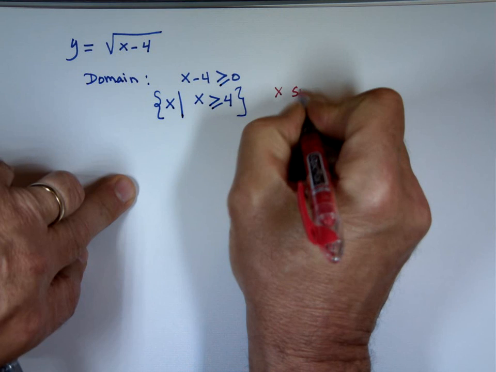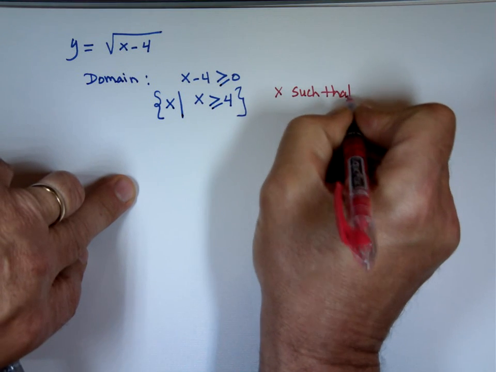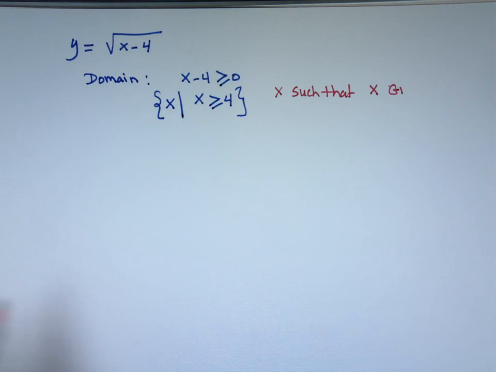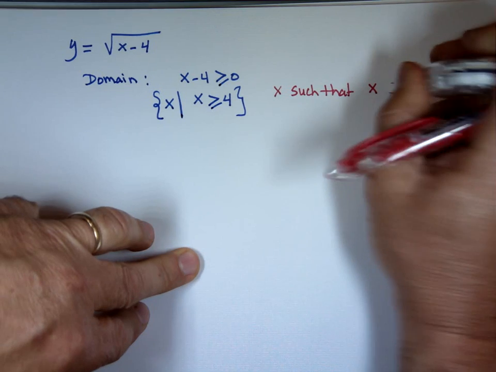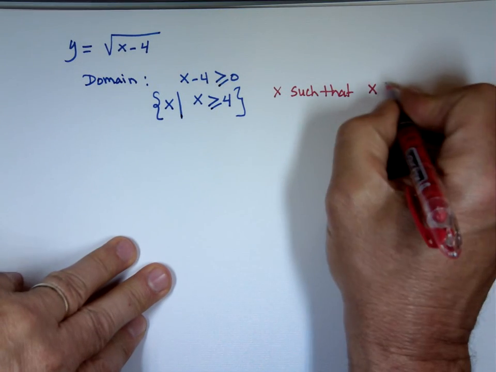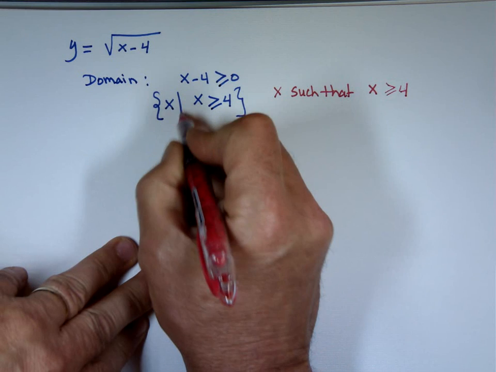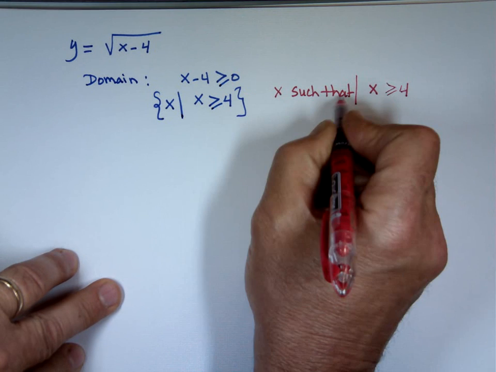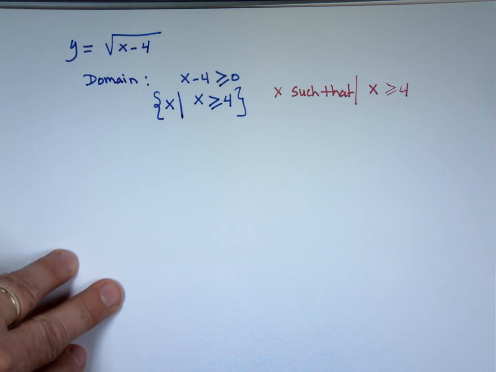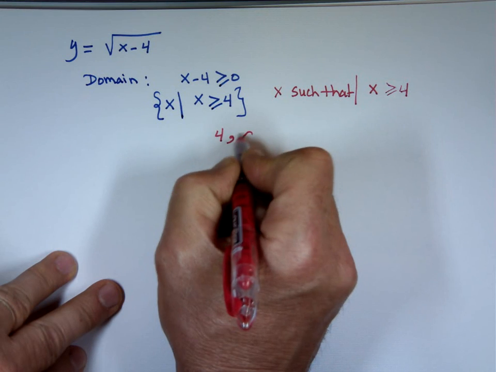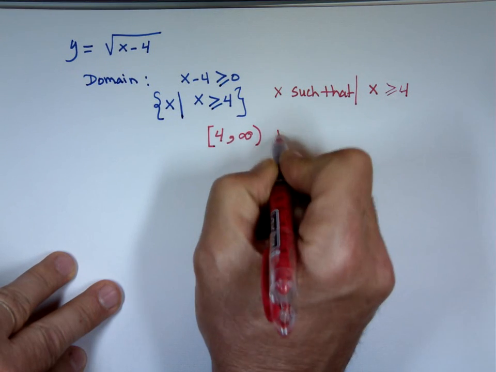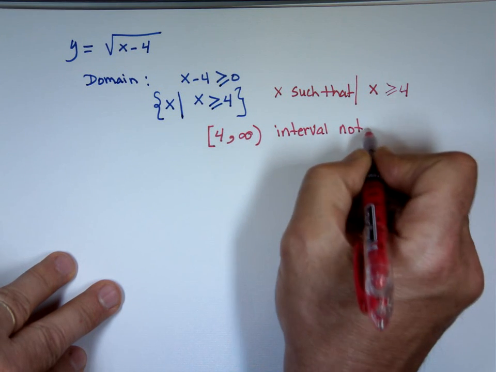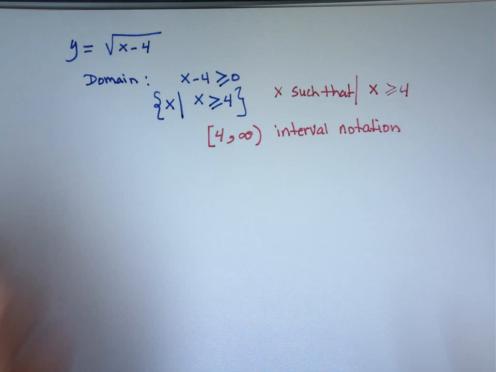X such that x is greater than or equal to 4. Everyone knows greater than or equal to 4, so I'll just put greater than or equal to 4. But that's what that line means, such that. Or you can say from 4 all the way to infinity in interval notation. That's called interval notation, in case you never heard these terminologies.